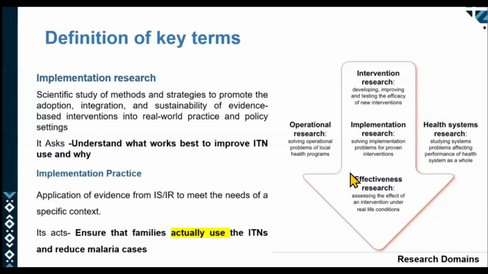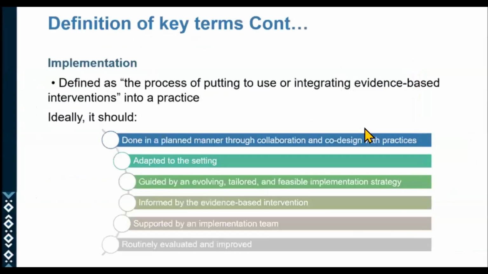health system research, and effectiveness research. So all of these form a backbone of implementation science. And they are very important when you want to talk about implementation as a whole. We have implementation, which is described as a process of putting to use or integrating evidence-based interventions into practice. So we have an intervention we want to put into practice. That is, we want to promote the use of mosquito nets. That is what we are doing. So the process of promoting the use of mosquito nets is what we actually call the implementation process.